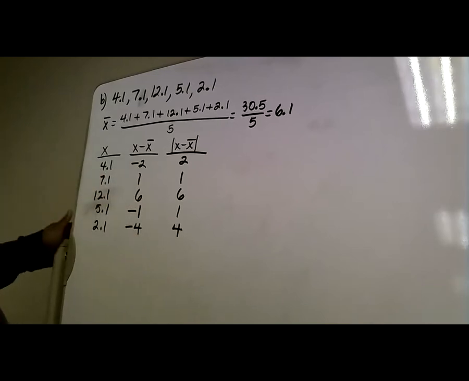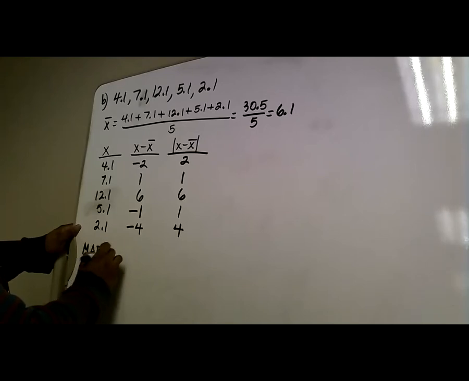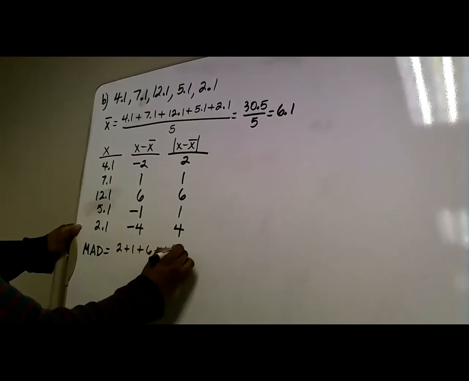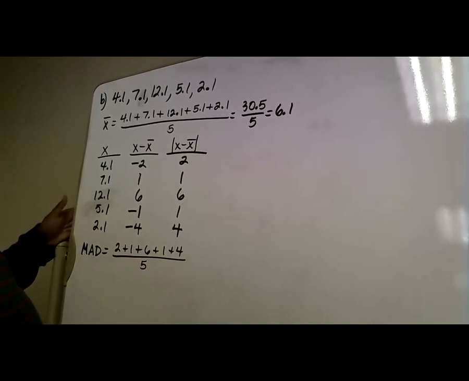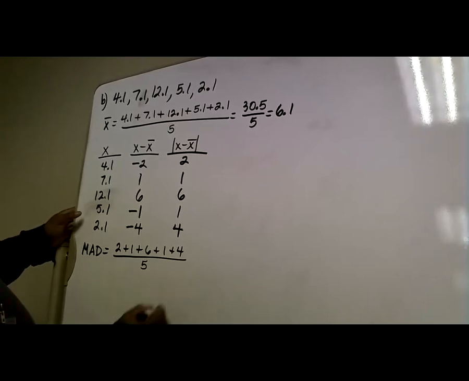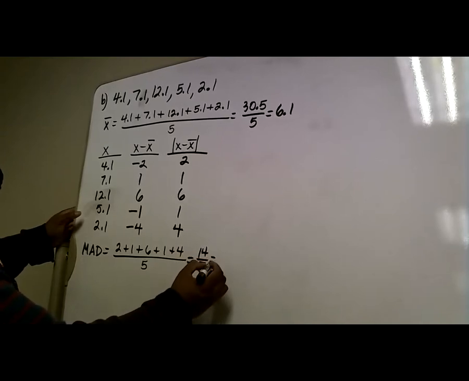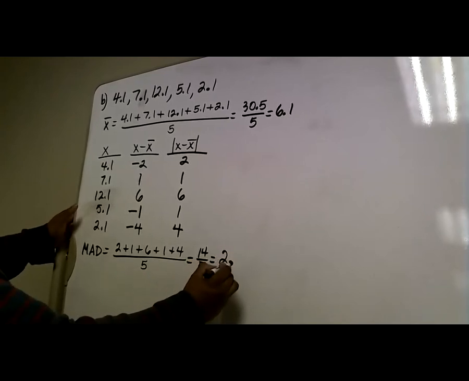Now, for the mean absolute deviation, you take the sum of these numbers and divide by 5. So 2 plus 1 plus 6 plus 1 plus 4 is 14. 14 divided by 5 is 2.8. You have to have 0.